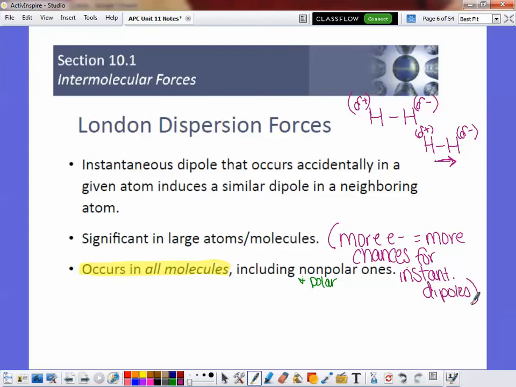And the reason these occur in all molecules is because all molecules have these electrons. Just in polar molecules, dipole-dipole or hydrogen bonding are the more significant force because they're much stronger. But we're going to do some examples where London dispersion forces still play a role in polar molecules. And you'll see what I mean. Okay?